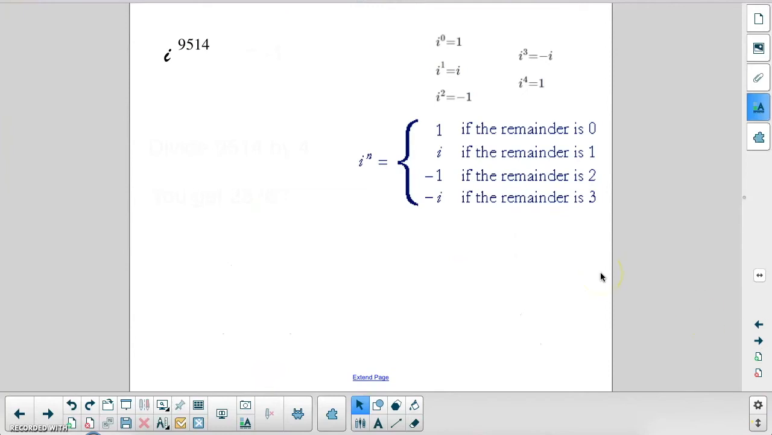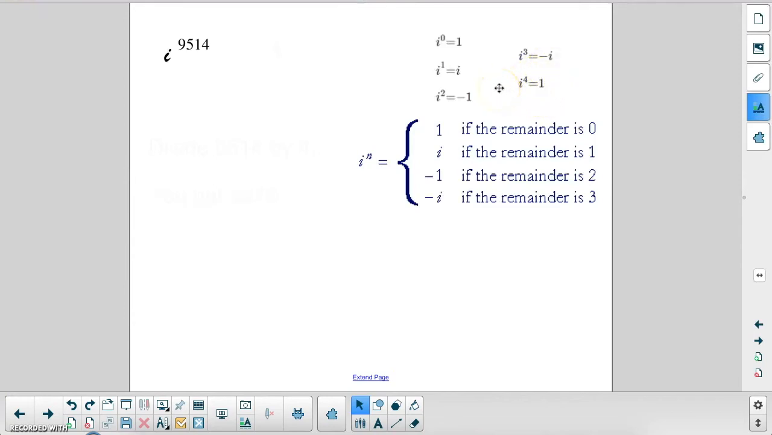Next, I'm looking at powers of i. Remember, i to the 0 is 1. Anything to the 0 power is 1. i to the first is just i. i squared is i times i, which is going to be negative 1. i cubed is negative i. And then notice we return back to i to the fourth equals 1.